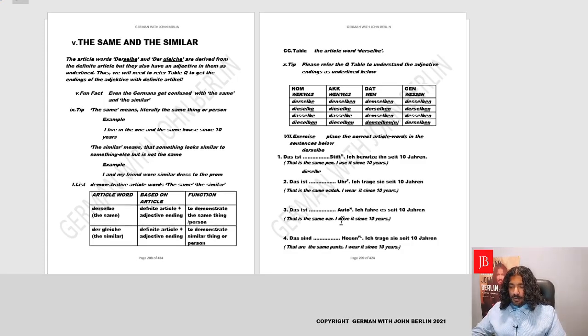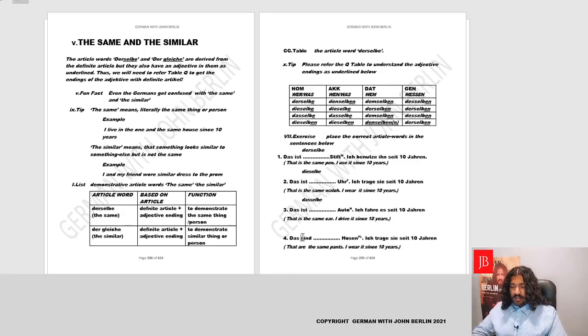All right, moving forward to the third one. That is the same car, I have driven it for 10 years. So what is it? It's nominative and it's neuter. So we'll say: Das ist dasselbe Auto. Ich fahre es seit 10 Jahren. Entschuldigung. And then to the last one.